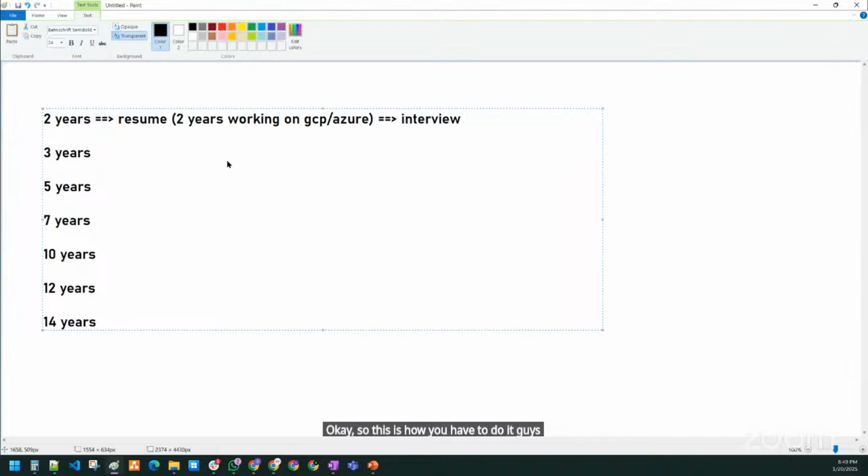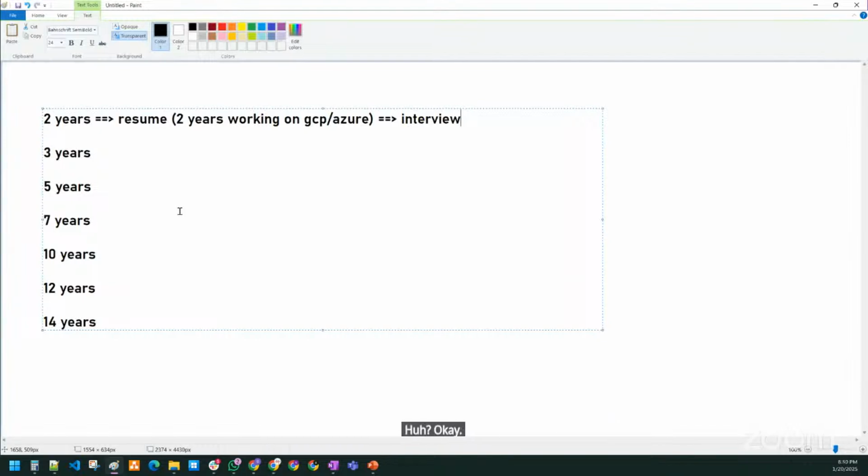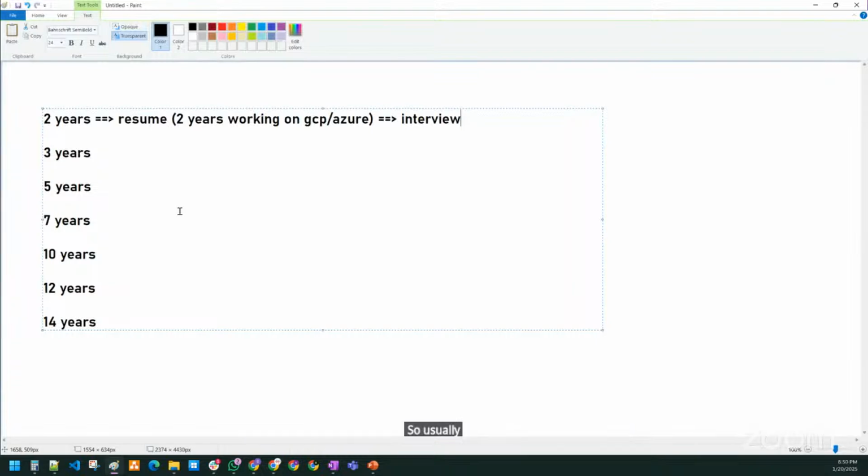When you go for the interview, how is it different from DevOps? I mean, I'm into an administrator role, and after maternity leave, I have to join back. So rather than going for a 24/7 profile, I want some profile where I can manage it in the daytime. So usually these kinds of jobs are daytime and these are manageable easily.